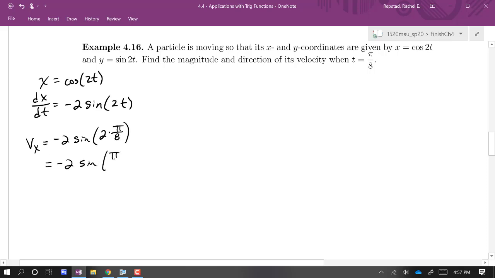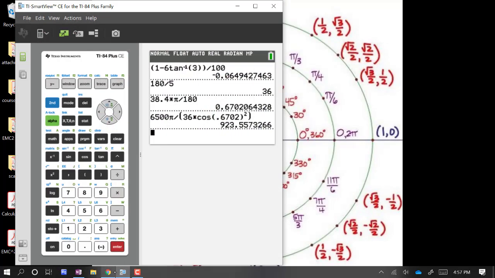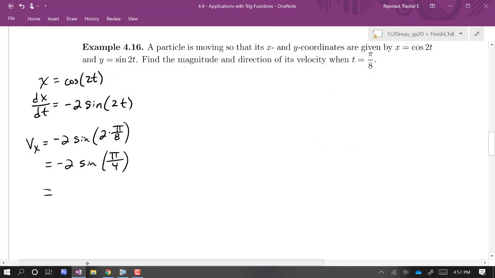So that's 2 times sine of pi over 4. Sine of pi over 4, you could plug this in the calculator and use decimals. Make sure your calculator's in radian mode. You could also use the unit circle. At pi over 4, we can see here that the y coordinate is the square root of 2 over 2, so that means sine is equal to the square root of 2 over 2. These will reduce, and we get negative root 2 for Vx.